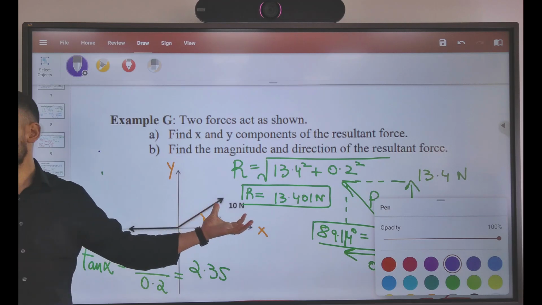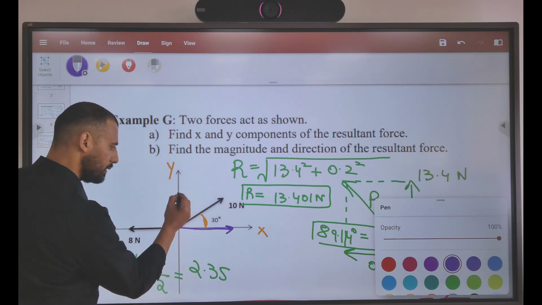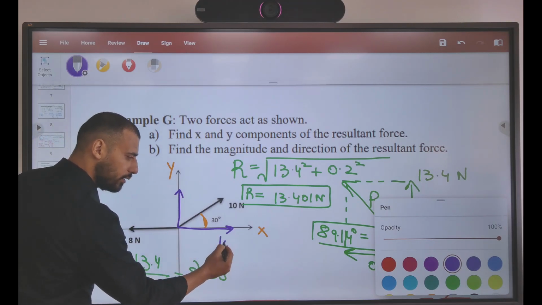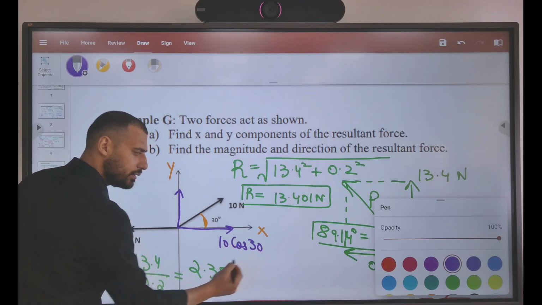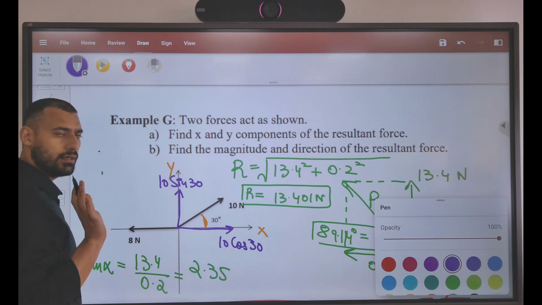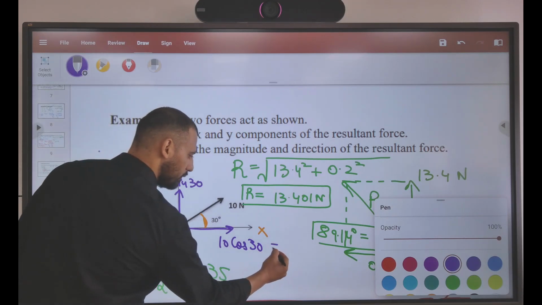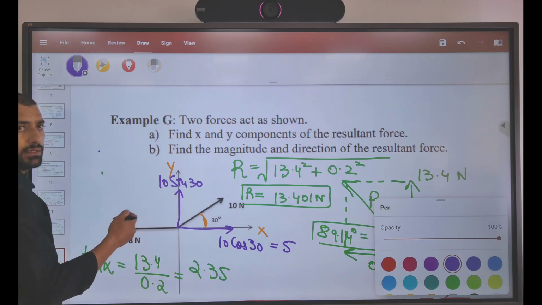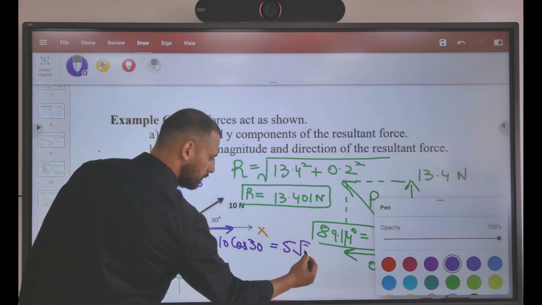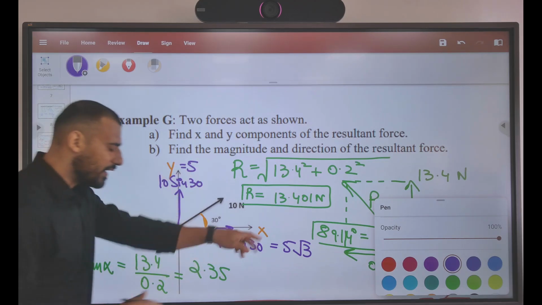See, for 10 newtons, you have to resolve. It will have two components, one will be here and the other one will be here, right? What will be this? 10 cos 30, is it? And this will be 10 sine 30, right? We don't have to resolve this. So, what is 10 cos 30? 5 root 3. And what is 10 sine 30? 5. So, 5 root 3 is 8.6.